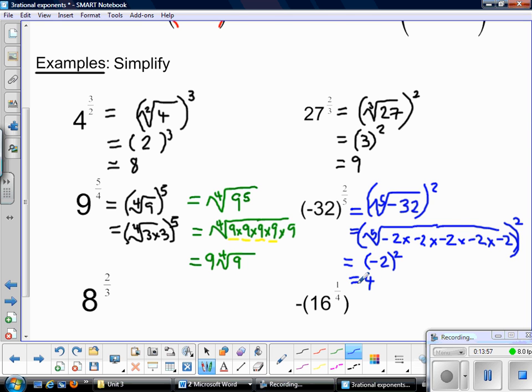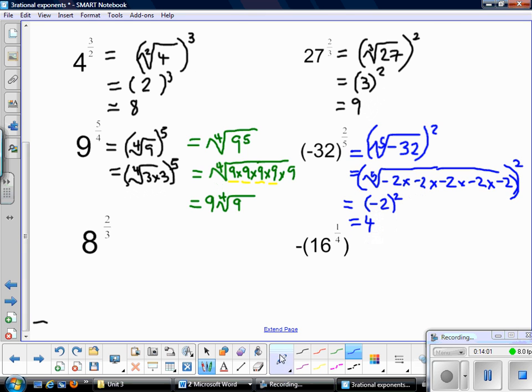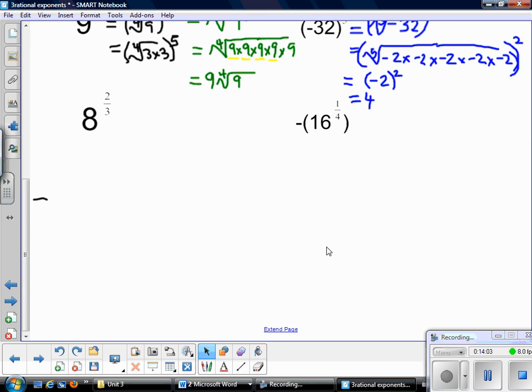Now you're saying, does my calculator not have these buttons? It maybe does. However, you're not going to get any marks from me if you just type it in and out comes your answer. All right, I'm going to soon run out of time, so I'm going to stop the video and we'll complete these last 2 examples.